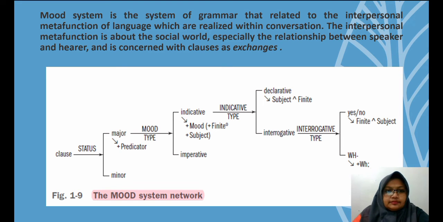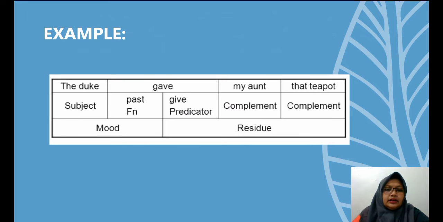And then an example: The Duke gave my aunt that teapot. The Duke here is the subject, and "gave" is the finite, past tense, from "give" as the predicator. Then "my aunt" is a complement, and "that teapot" is also a complement. The Duke and the finite here form the mood of the sentence, and "give my aunt that teapot" is the residue here.